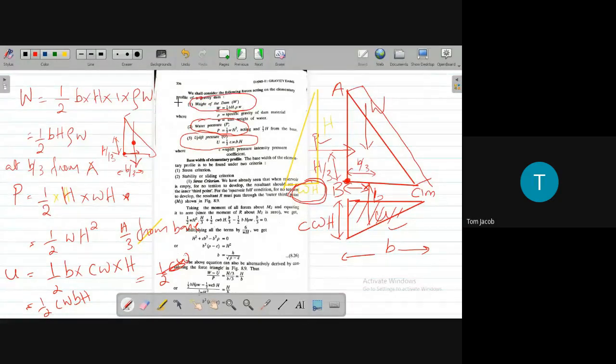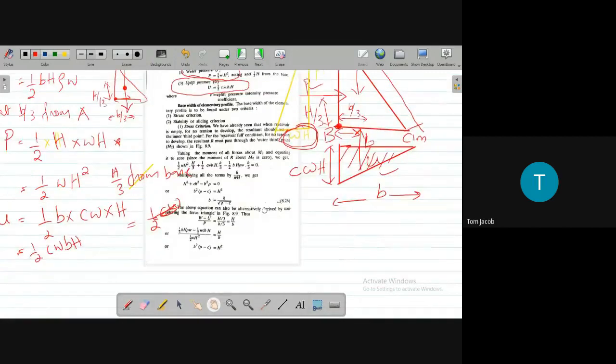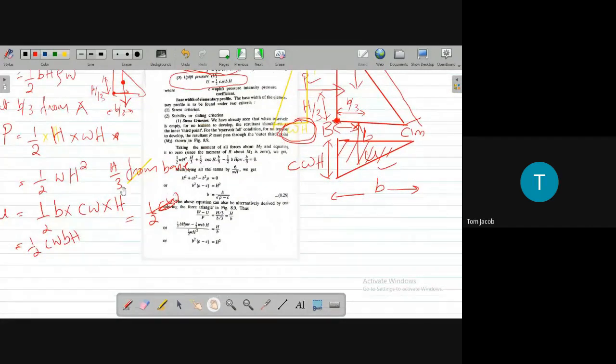Next, what we need to find out here is the base width of the elementary profile. For that we have certain calculations. To find the base width of the elementary profile, we will consider first the stress criteria, and second the stability or sliding criteria. Stress criteria is based on this: for the full reservoir condition, for no tension to develop, the resultant must pass through the outer third point M2.